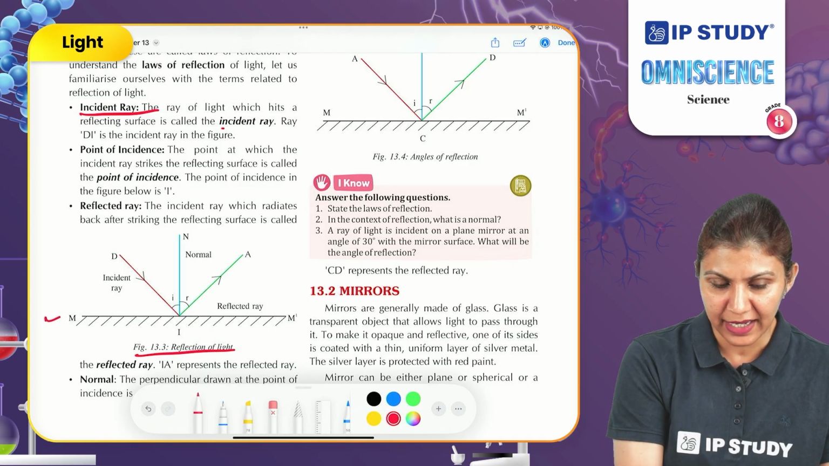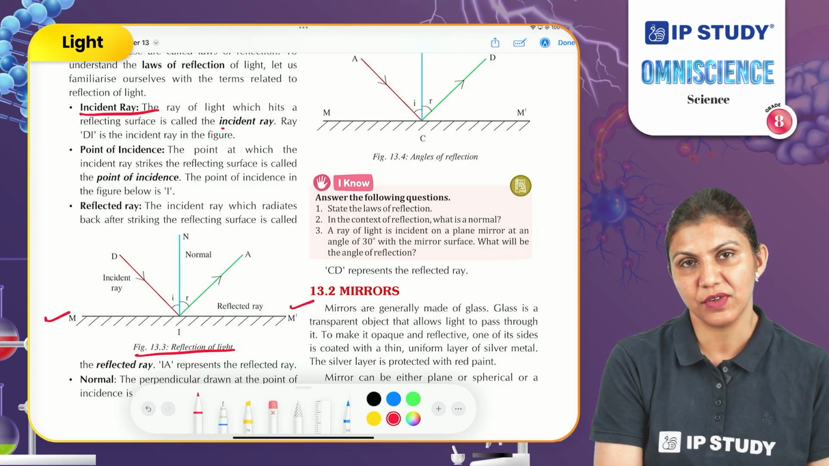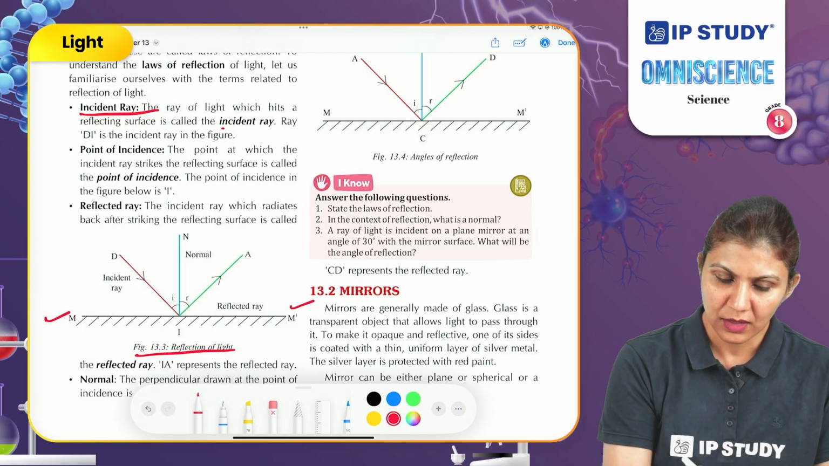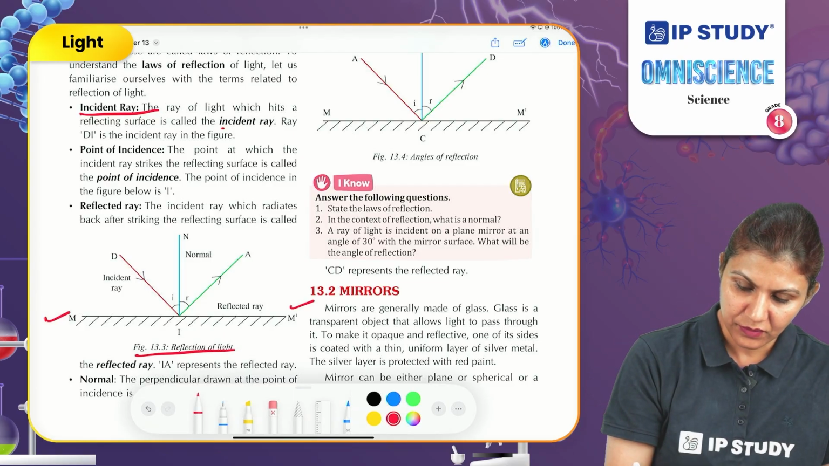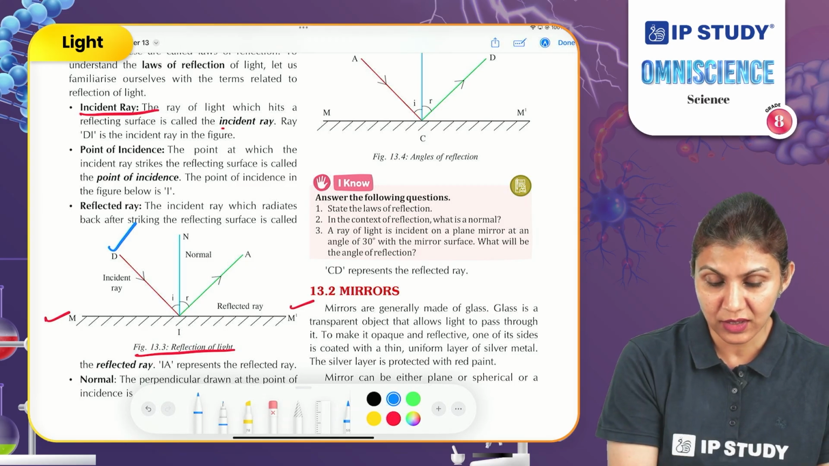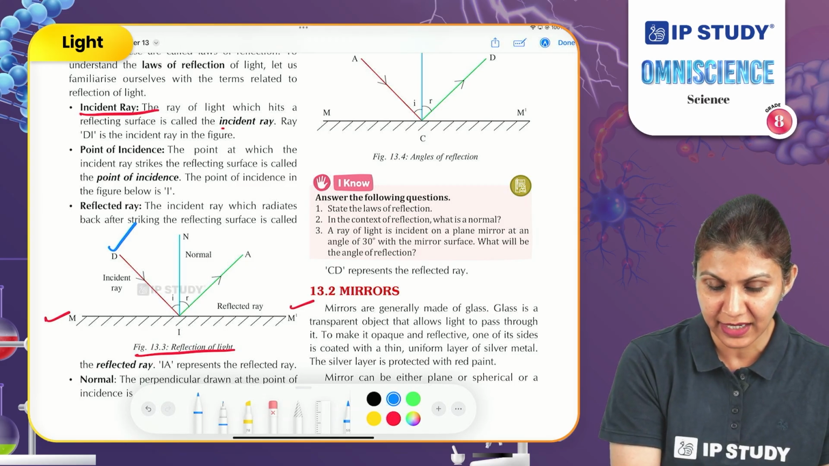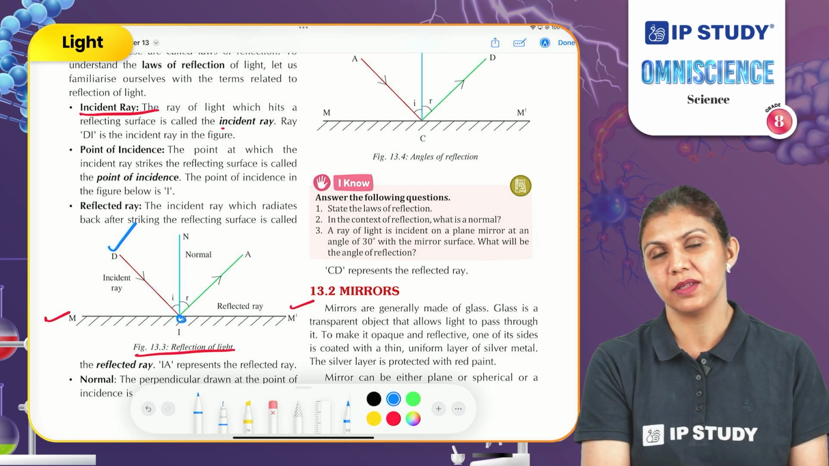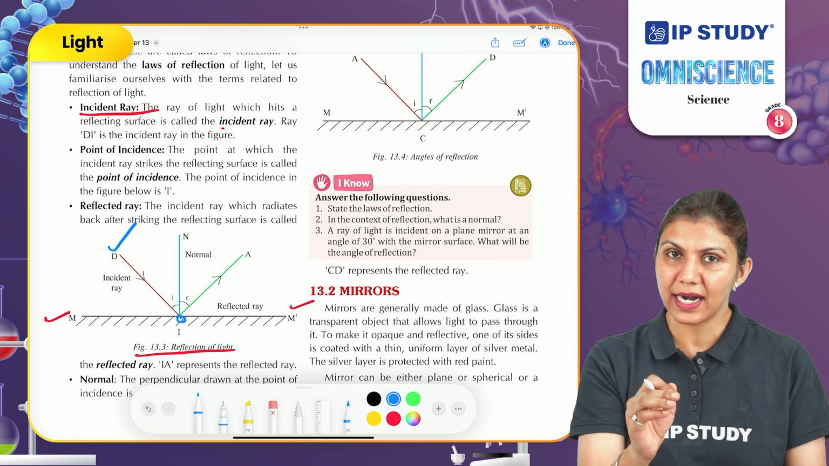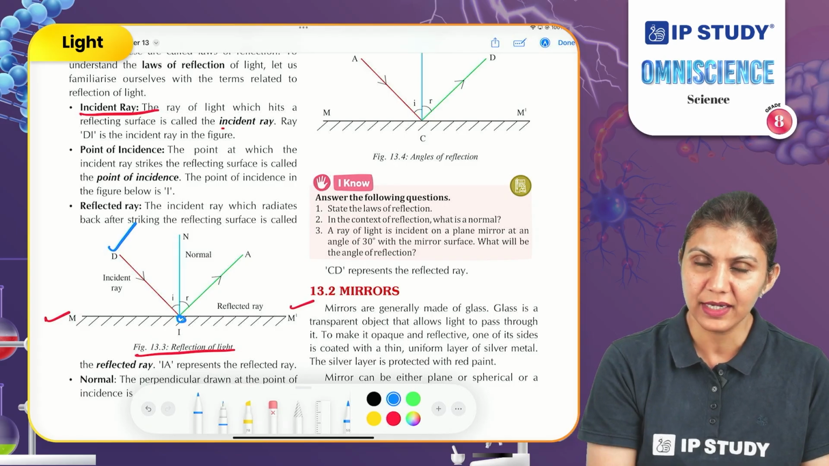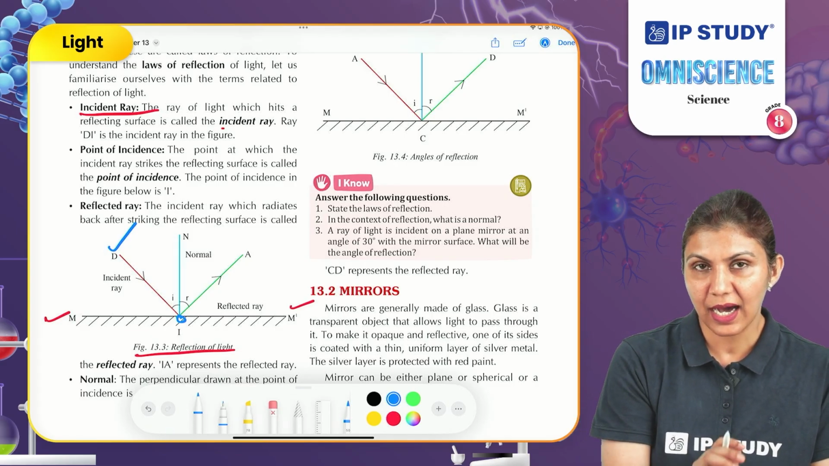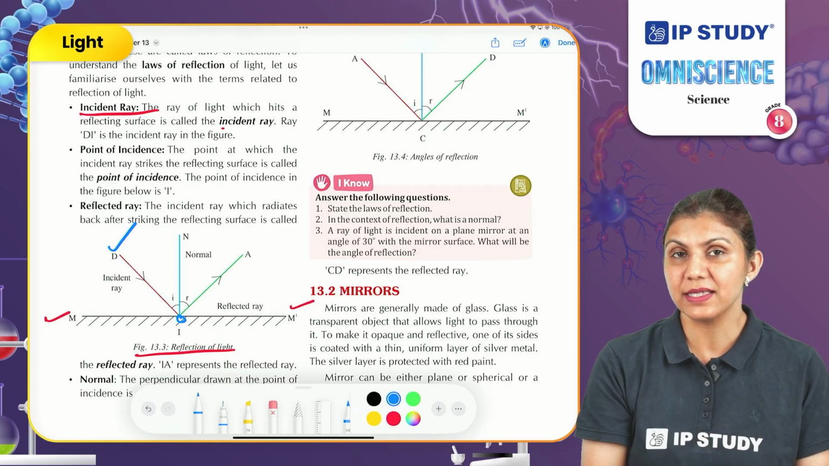M and M dash. It's a surface. We can say it's a smooth surface or we assume it's a mirror. A light ray D is falling on the surface M and M dash and it is incident on point I. Incident means it is interacting with the surface at point I. So here we can say the ray DI is an incident ray.